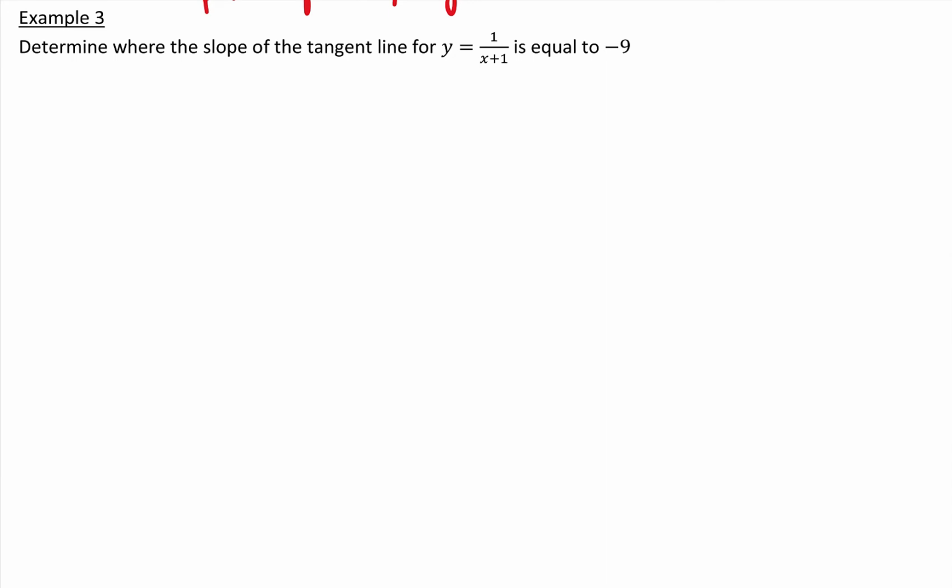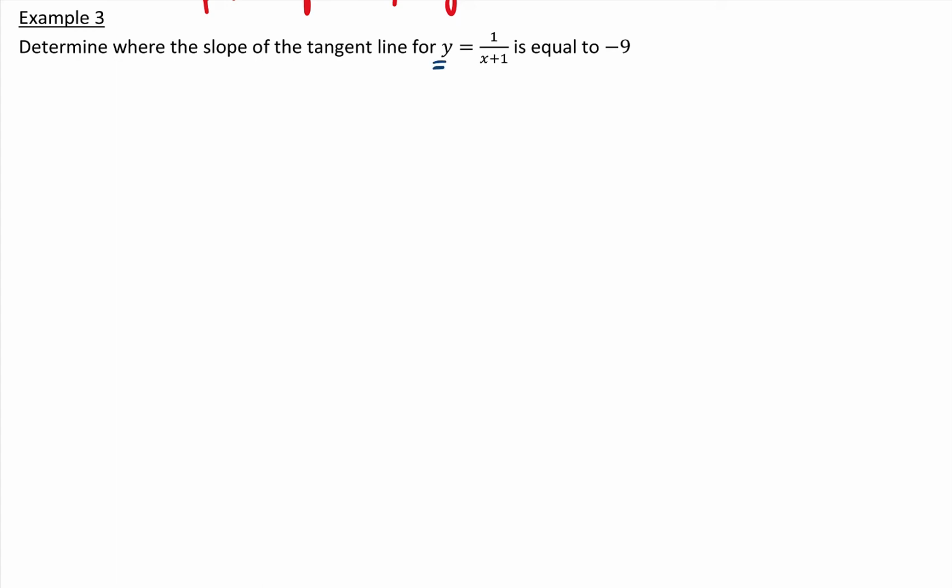Example number 3. Determine where the slope of the tangent for y equals 1 over x plus 1 is equal to negative 9. So this method will help us find an equation for all the tangents, which is great because then we can solve for where it equals negative 9. So let's go through our steps.